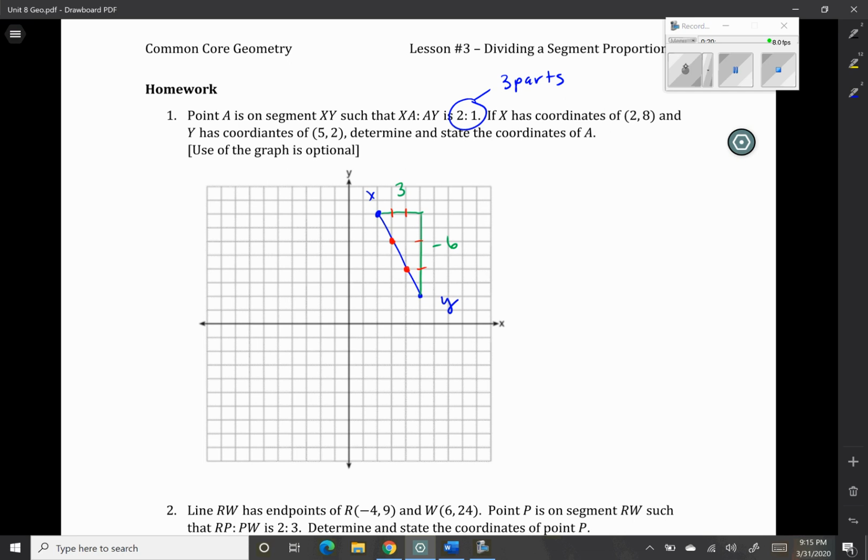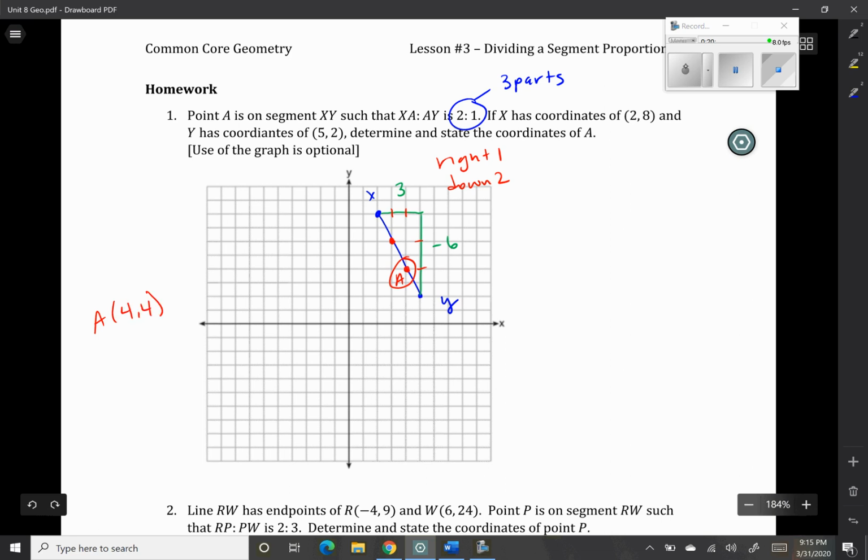So I'm going to the right 1, down 2. Now the coordinate that they're looking for here, coordinate A, is going to be where I have 2 pieces compared to 1. So that would be this point here. This is coordinate A. So coordinate A is the coordinate 4, 4.